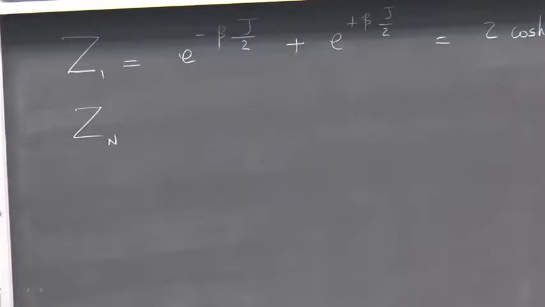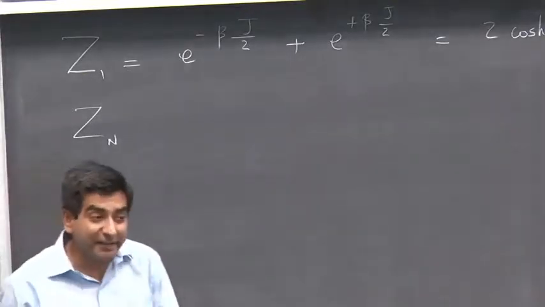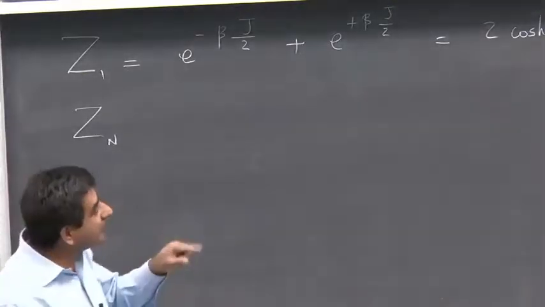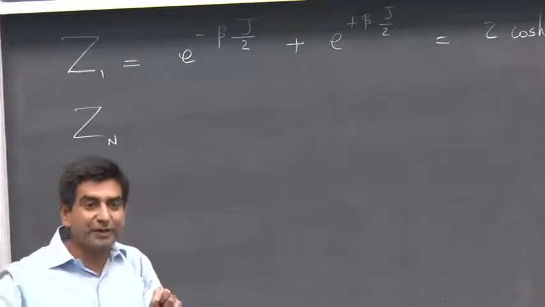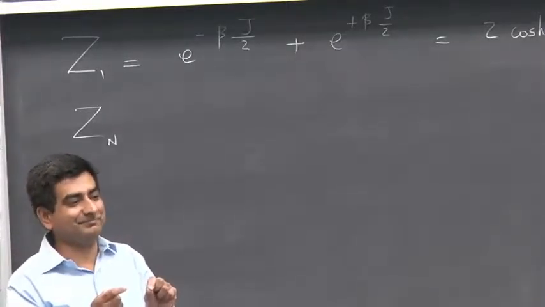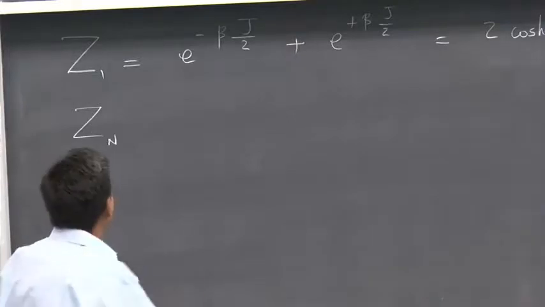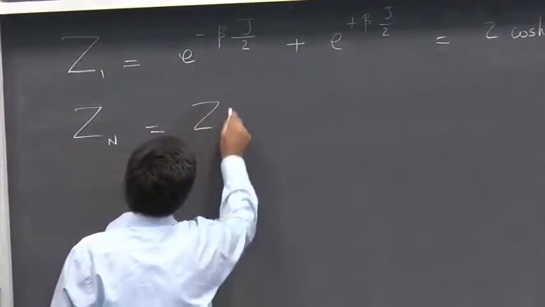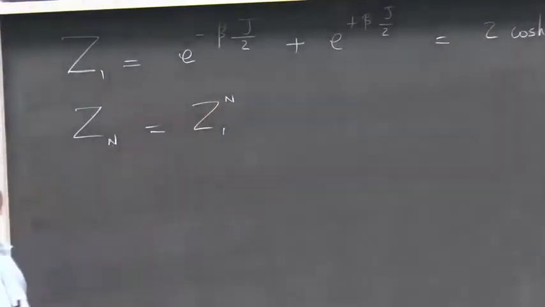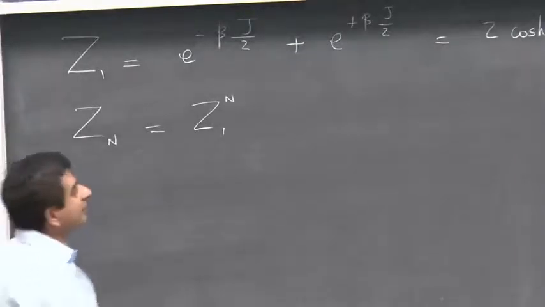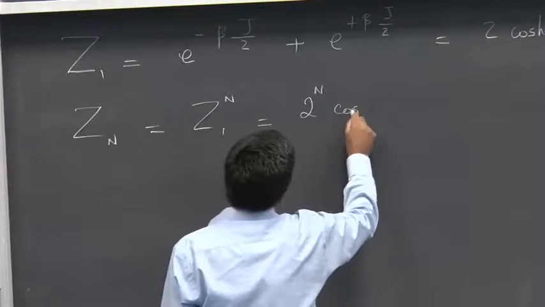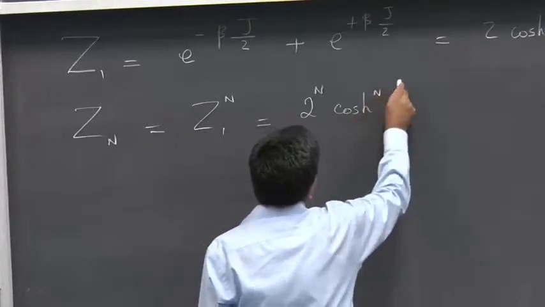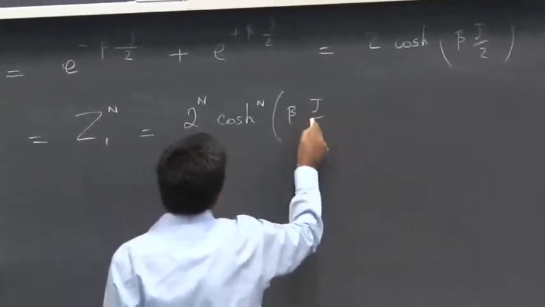Z1 to the power n if they are distinguishable. So now these pairs are distinguishable. They are all different from one another because they are on different locations. Okay? So we have Zn equals Z1 raised to power n. So this is just 2 raised to power n cosine n power bj by 2.